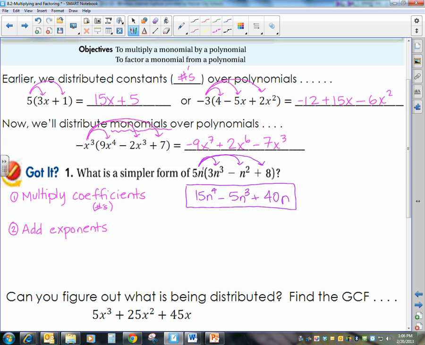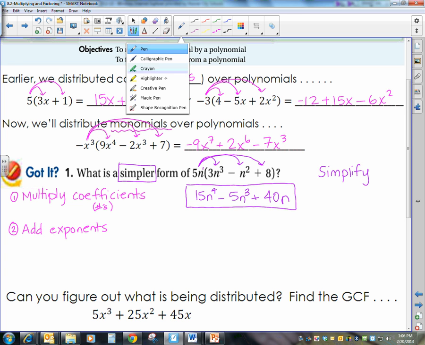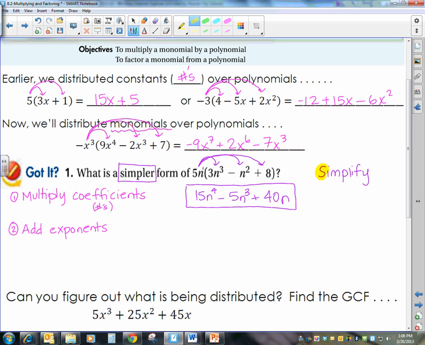And the key thing we're doing here is the directions say, well, this one says write in a simpler form. You also might see the words simplify. So if you see simplify, then you're going to perform all possible operations to get rid of the parentheses, so that means we're going to distribute.